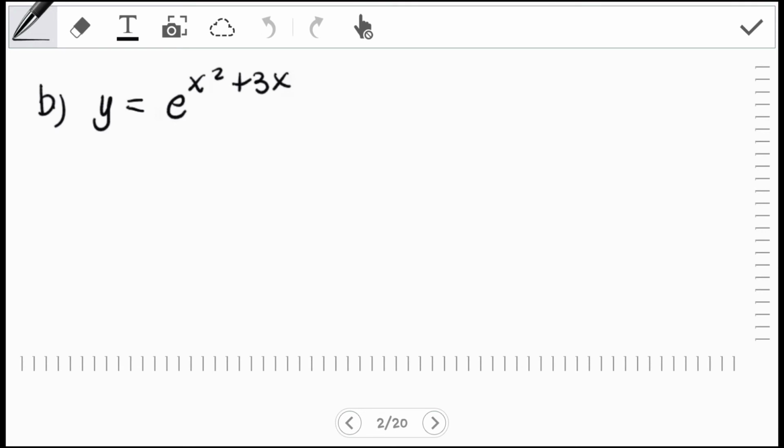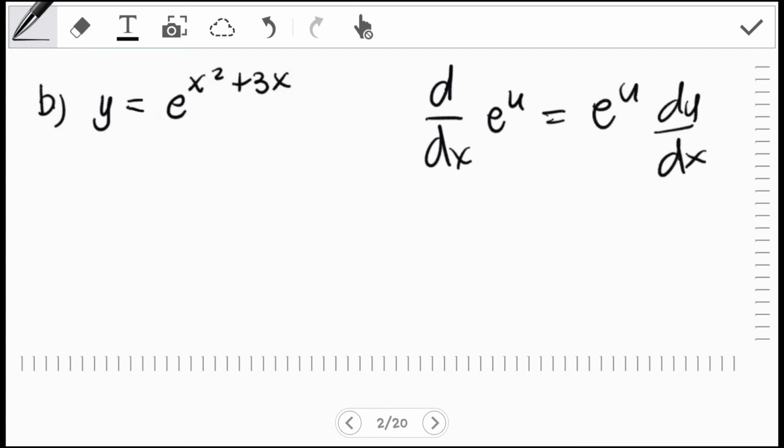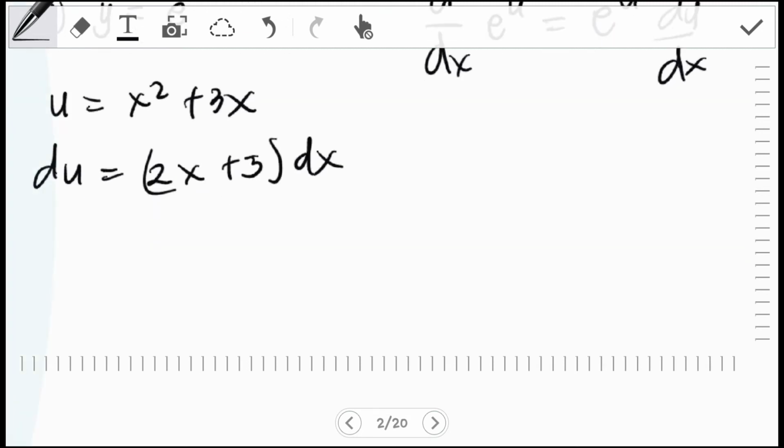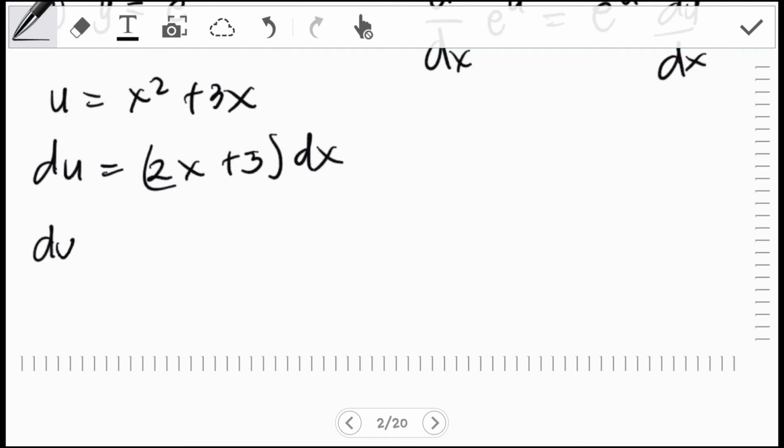What is the first derivative of y equals e to the power x squared plus 3x? Okay, use this formula, d over dx of e to the u is equal to e to the u du over dx, where u is equivalent to x squared plus 3x, and du is equivalent to 2x plus 3 dx, where du over dx is 2x plus 3.